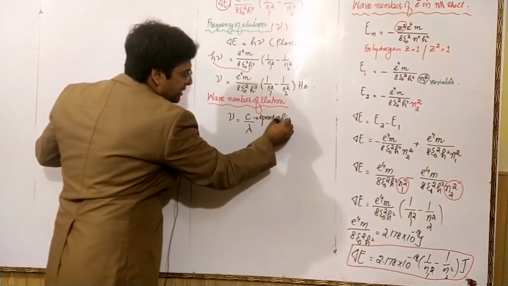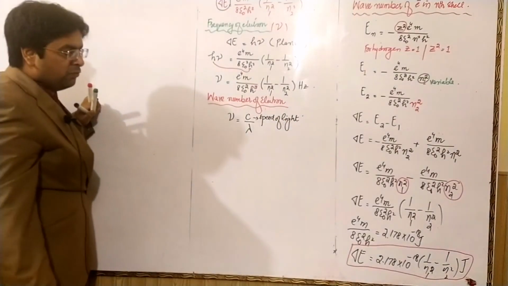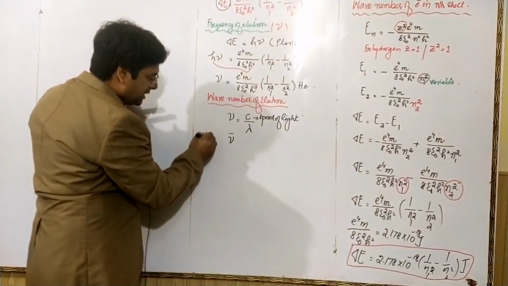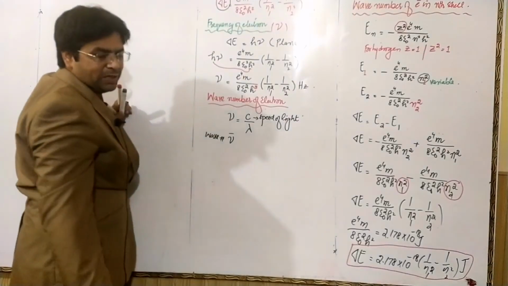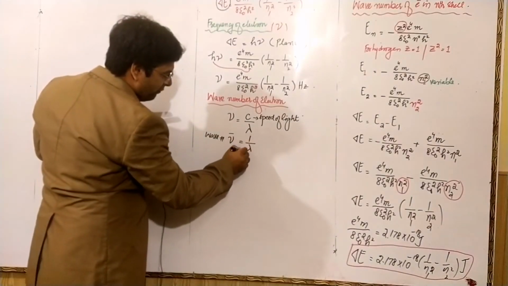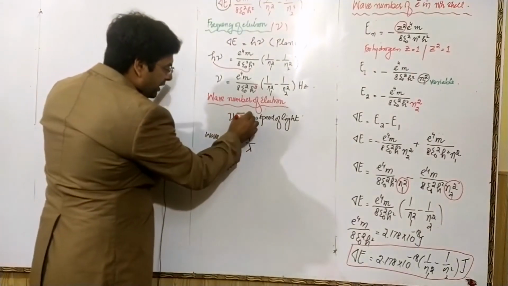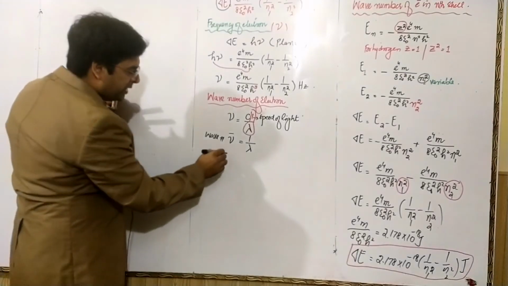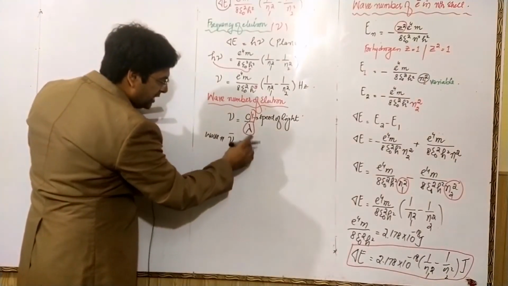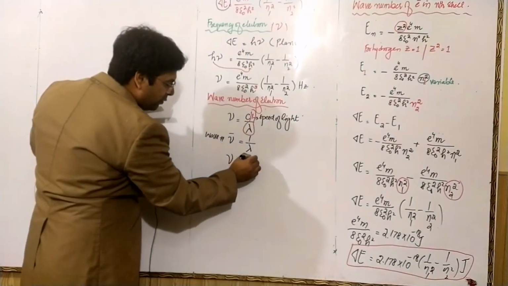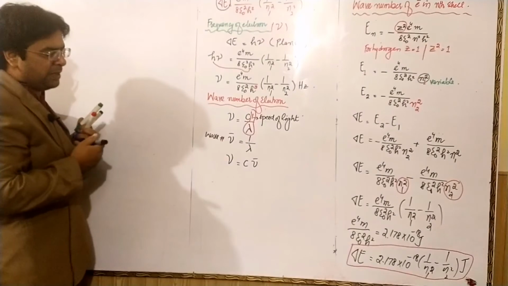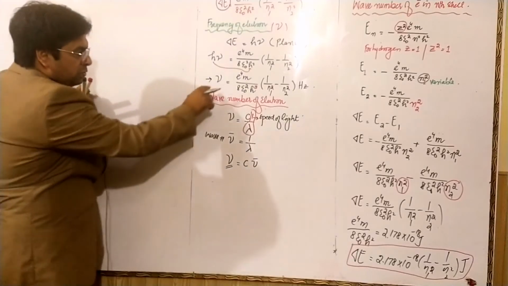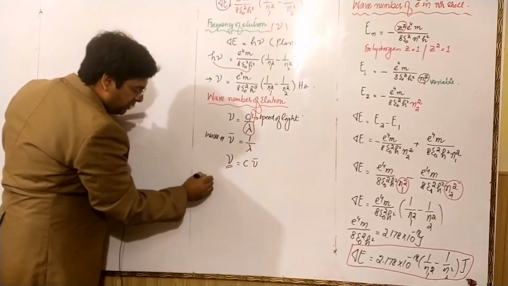Speed of light, where we already know from Planck's quantum theory that wave number, this one is called wave number, is the inverse of wavelength. So 1 over lambda in this equation is replaced by wave number. Frequency will be equal to c into 1 over lambda, which is wave number mu bar. So from this equation we can put the value of mu. The value of mu is c into mu bar.